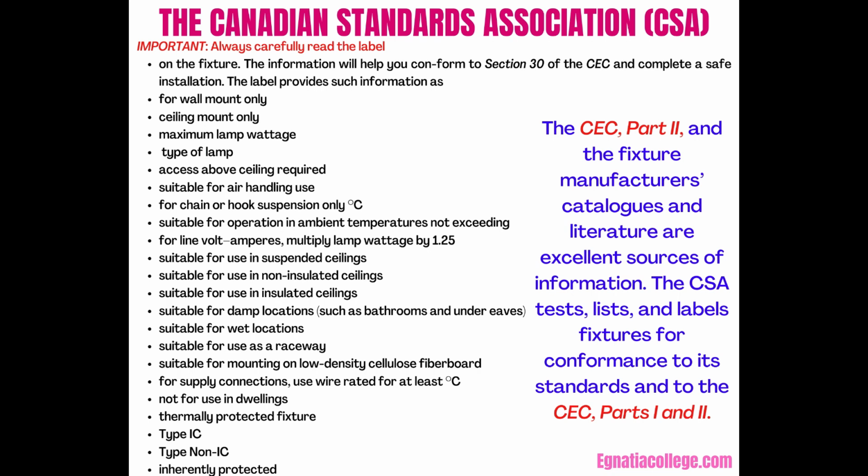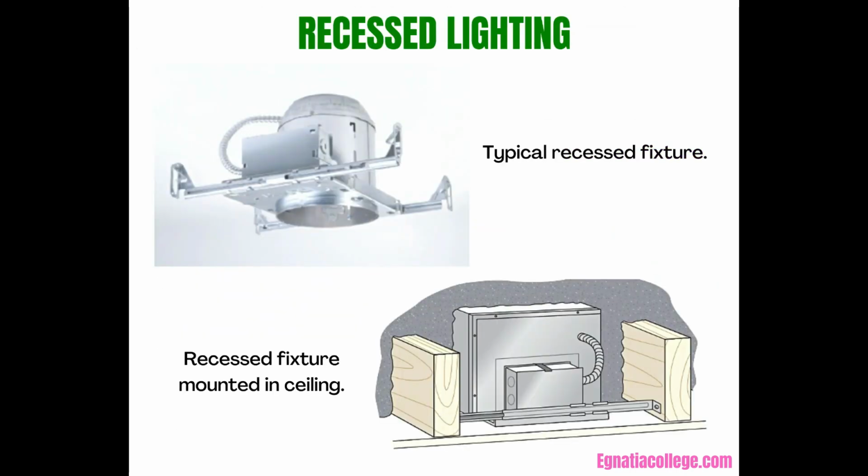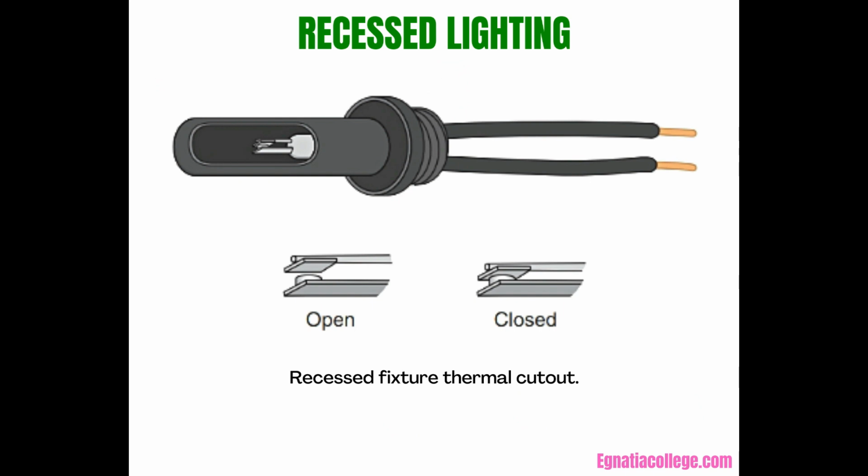The CSA tests, lists, and labels fixtures for conformance to its standards and to the CEC, Parts 1 and 2. Recessed lighting. Recessed fixtures, in particular, have an inherent heat problem. Therefore, they must be suitable for the intended application and must be properly installed. To protect against overheating, the CSA requires that some types of recessed fixtures be equipped with an integral thermal protector. This device shuts the fixture off if it overheats, then resets once the fixture cools down.